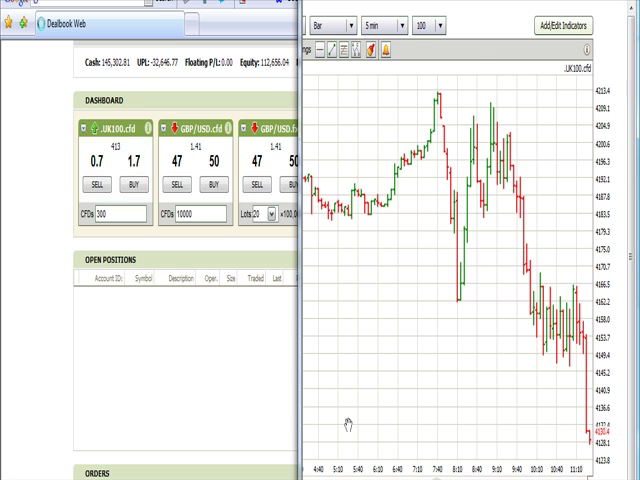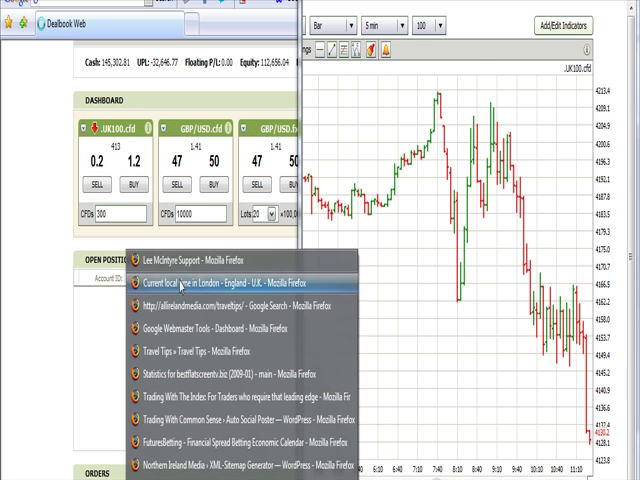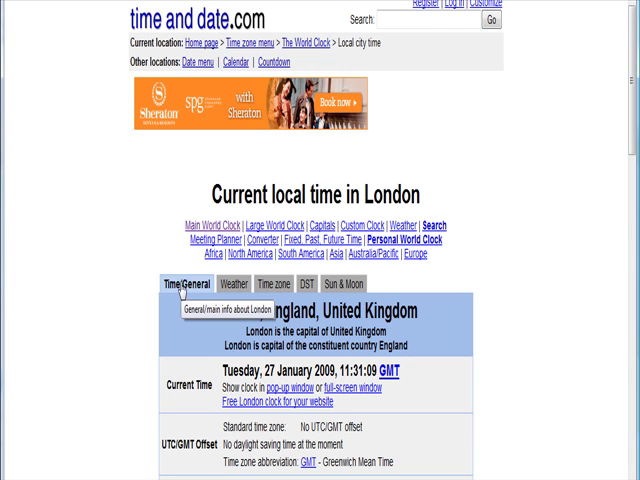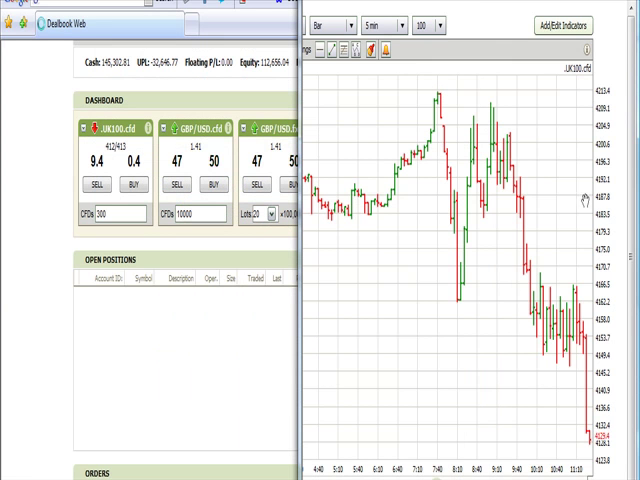You've just seen us make £5,000. Let's set the time. Tuesday 27th of January 2009, 11:31. I think we did it in about 5 minutes. We're talking about 5-minute barriers. Yeah, 5-10 minutes tops.